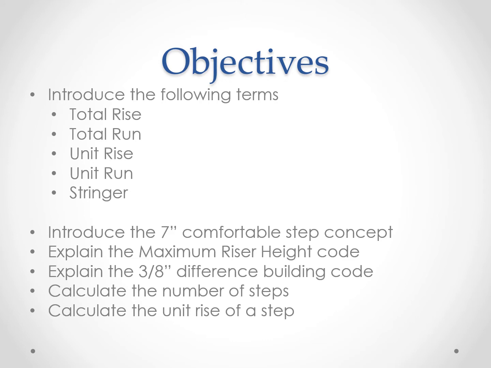We're going to do the following things. We're going to introduce the following terms. Total rise, total run, unit rise, unit run. What is a stringer? We're going to talk about the 7-inch comfortable step concept. I would like to explain the maximum rise or height code, the 3/8-inch difference code, and of course we're going to calculate the number of steps and calculate the size of the unit rise of each step.